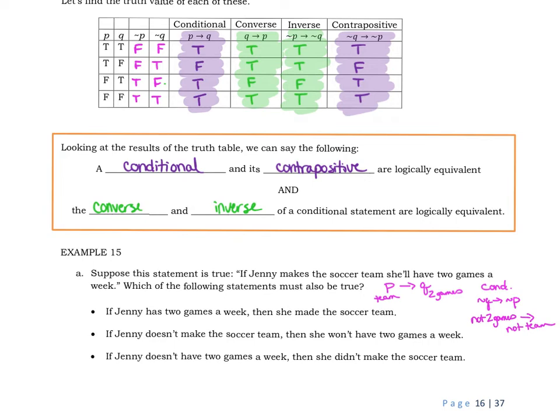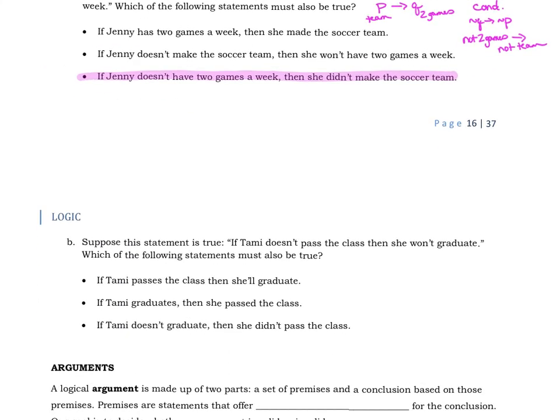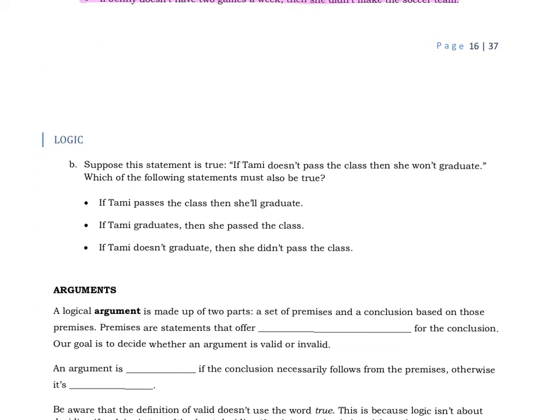Okay, and so let's look and see the one that would match up. If Jenny doesn't have 2 games a week, that's the last one, then she didn't make the soccer team. And so this last statement here is the one that is also going to be true. If she makes the team, she'll have 2 games a week. If she doesn't have 2 games a week, then guess what? She didn't make the team. Those are logically equivalent. We're going to do the same thing with the next example here.